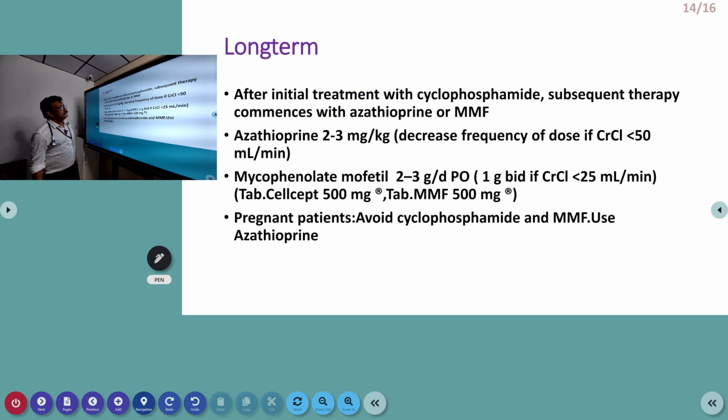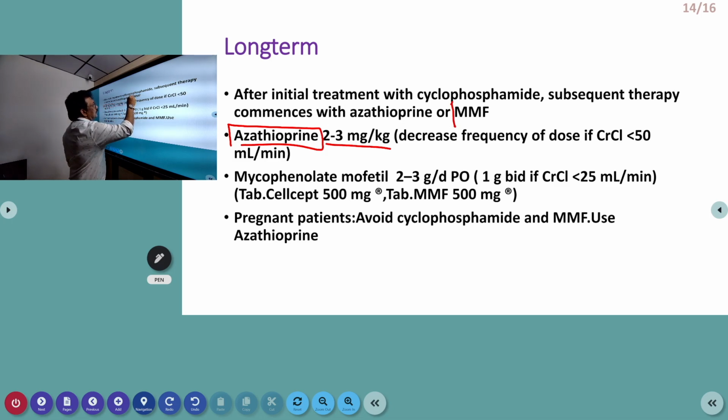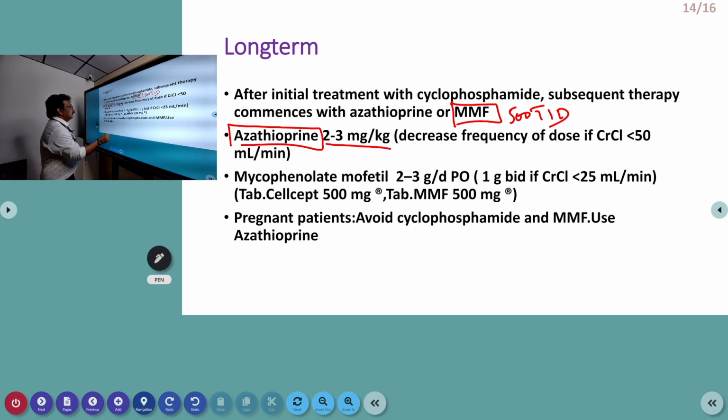Now, once the patient is stabilized, you can go for drugs like azathioprine. That is a very important drug, azathioprine, 2 to 3 milligram per kg body weight, or mycophenolate mofetil, and that is a very important drug, and the side effects are very less. You can give 500 milligram TID. That is a normal dose. You can increase the dose if required. 100 milligram normal TID can be given.